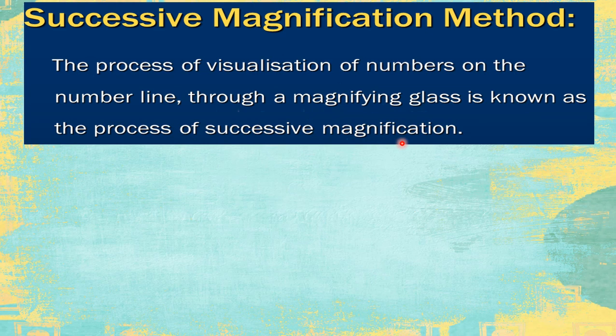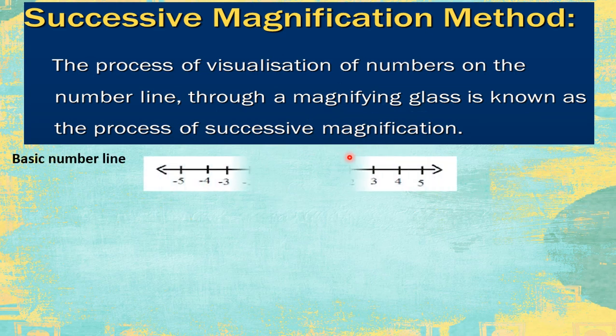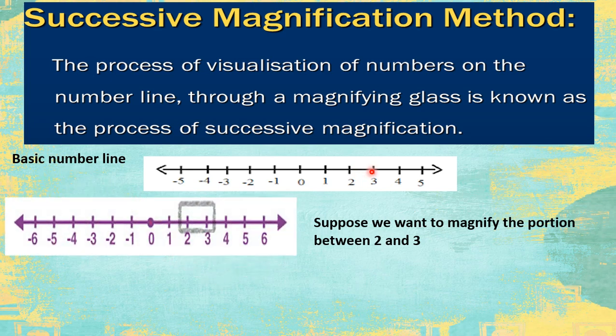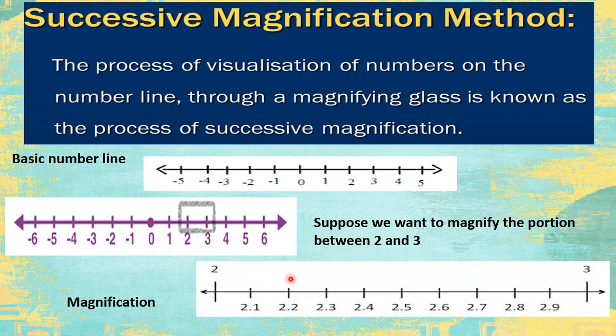As we know, the number line is this. Now suppose we want to magnify the portion between 2 and 3. So between 2 and 3, if we want to magnify, how will it be? We should draw 10 equal parts between 2 and 3 like this.